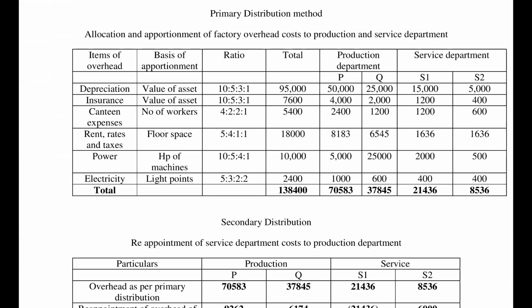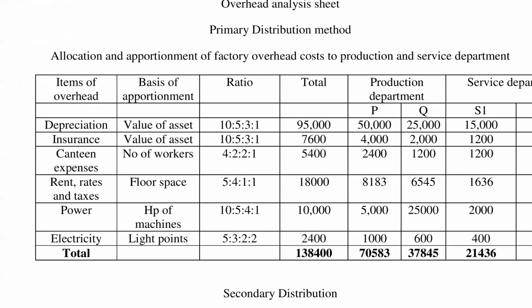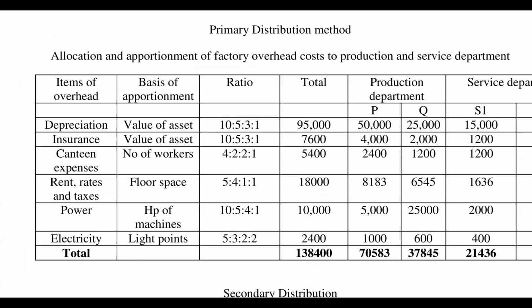There is another example here on the basis of apportionment. I think on the left you can see the first column. You can see the overheads that we are allocating.